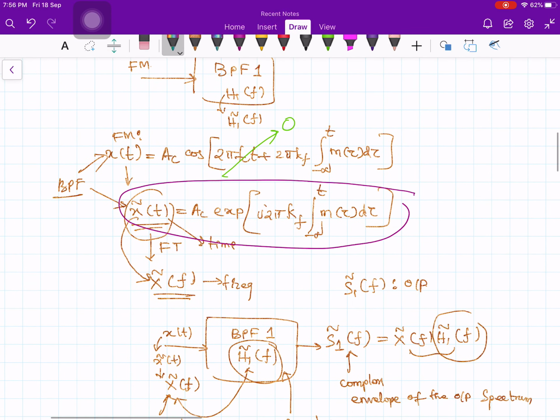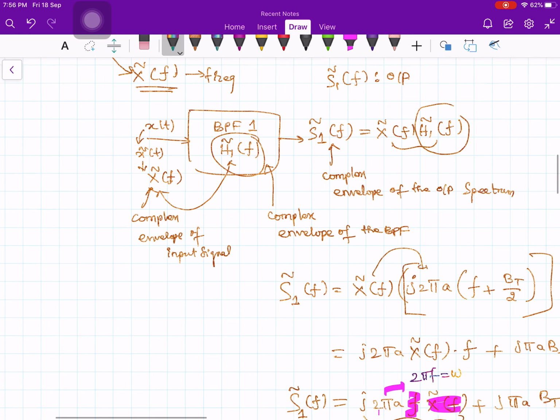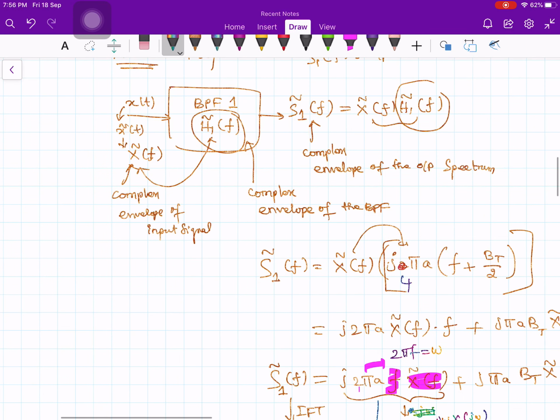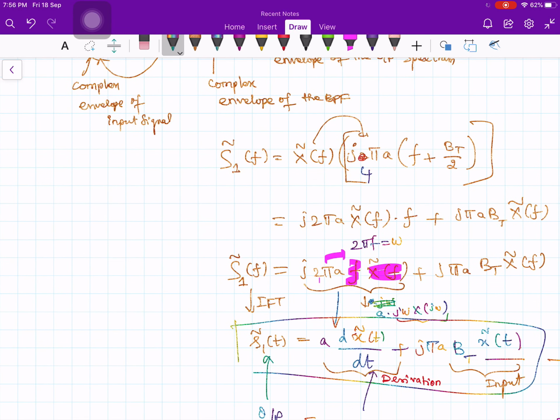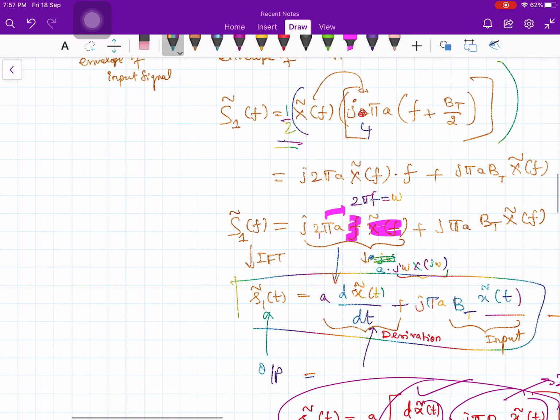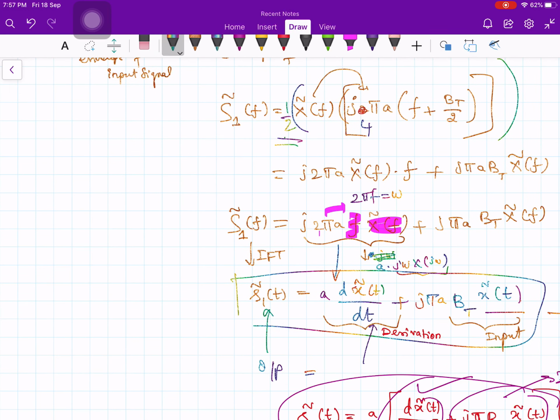Therefore, here also it is 4, but before there will be some 1 by 2, because it is a complex multiplication. So when you take complex multiplication, that factor 1 by 2 will come. Okay, that I did not consider here. Okay, so this is 4, and that's it. So then the answer is correct.